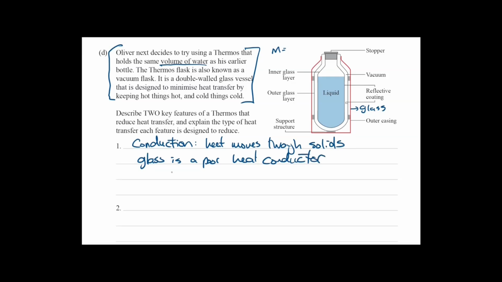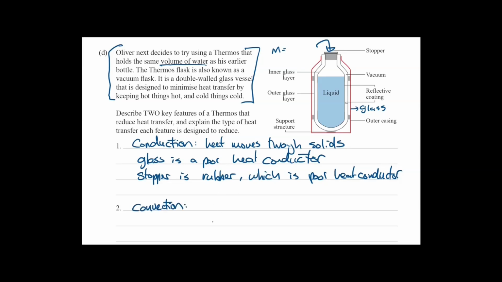Okay, so the glass itself is a poor conductor. Describe 2 features. The other thing which is a poor conductor is the stopper. So the stopper is probably made of some sort of rubber-based something, I guess, which is also a bad heat conductor, or a poor heat conductor. All right, the next way that heat can be transferred is by convection. So here, the vacuum itself is a poor medium for transfer of heat.